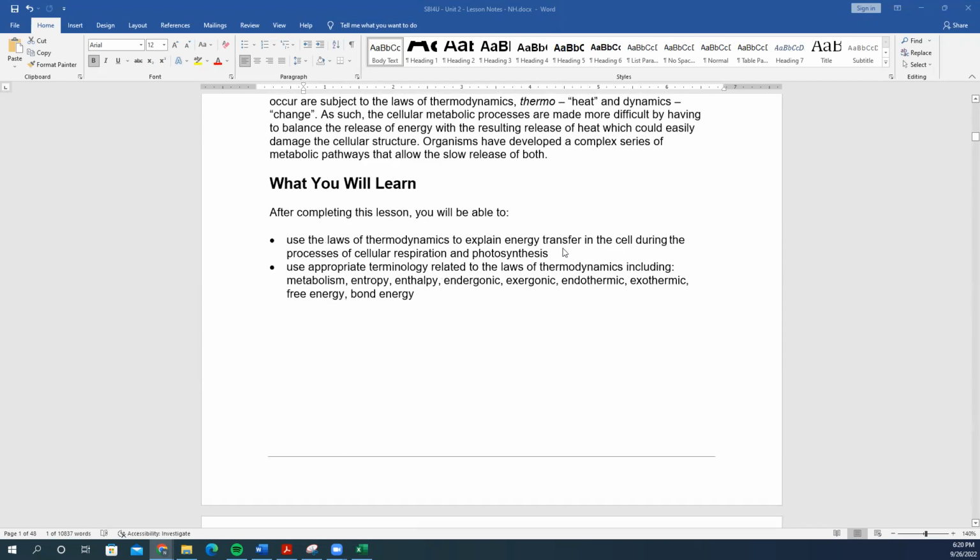So in today's lesson, we are going to cover those laws of thermodynamics and use them to explain energy transfer in the cell during the processes of photosynthesis and cellular respiration. We are going to use the appropriate terminology related to these laws, words such as metabolism, entropy and enthalpy, endergonic versus exergonic, endothermic versus exothermic, and what is free bond energy and free energy.